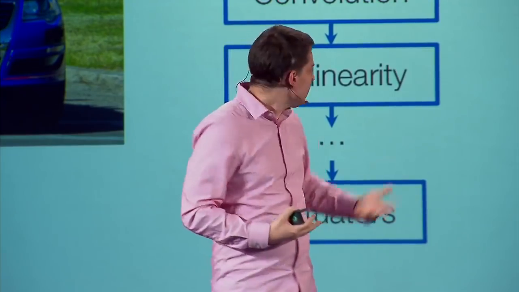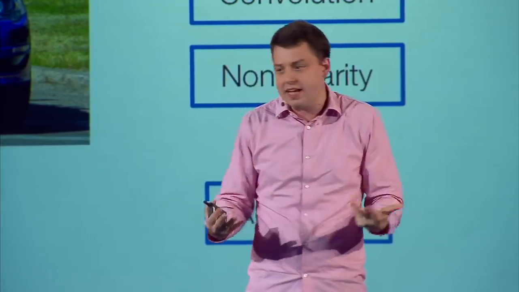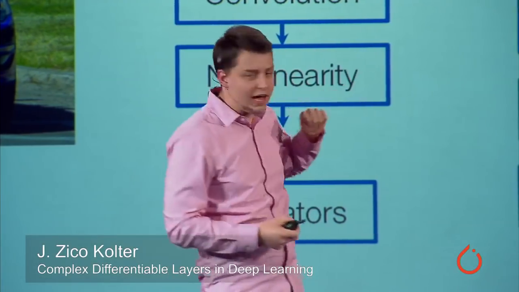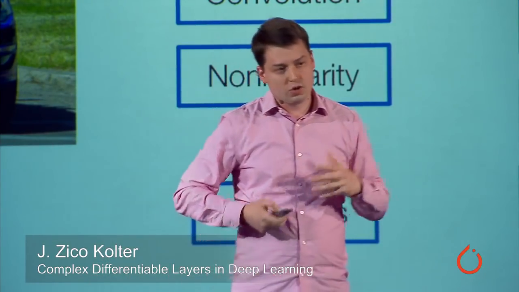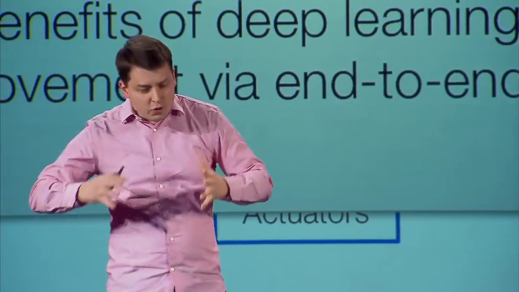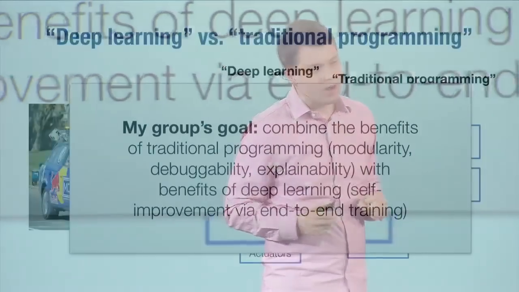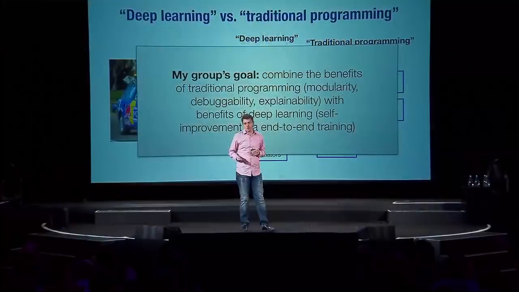Because when it comes down to it, if the pure deep learning model doesn't work, how do you debug that? How do you go in to inspect it and see what's working, what's not working? Whereas, of course, we have this known modularity, this sort of debuggability, of the model on the right here. So what my group is looking at, or one of the things we're looking at, basically boils down to how do we combine the benefits of traditional programming, which include things like debuggability, modularity, and explainability, with the benefits of deep learning. And the chief benefit, I think, of deep learning really comes from end-to-end training and self-improvement via end-to-end training.